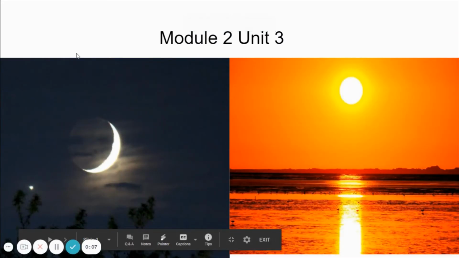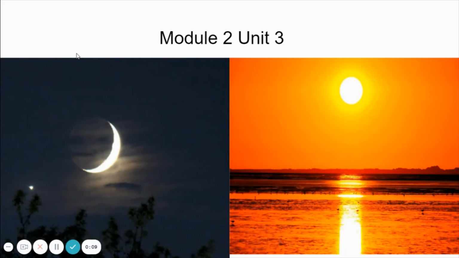Hi, this is Ms. Johnson, and I'm here to give you an overview of Module 2, Unit 3. The focus of this unit is for students to think about where the sun and the moon appear in the sky and what happens when the sun and the moon are at different places in the sky.